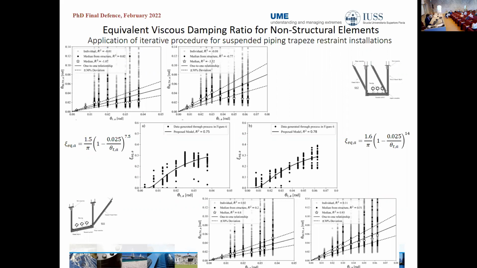In general, the results show that the median tends to be unconservatively high for low drifts and very conservative for higher drifts. So we perform the whole iterative procedure, and we get these new damping models that you can see here, in which we fit a new damping model for the trapeze. Then we validate the results again using the same procedure, and we get the results that you can see in the last plot, in which the median now aligns better to the one-to-one relationship.